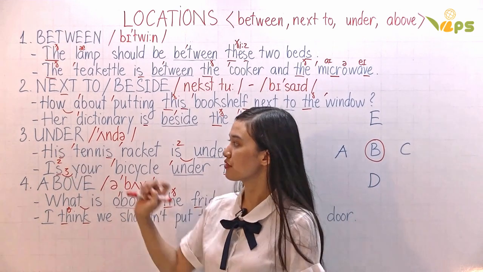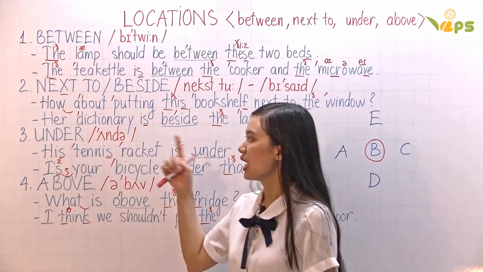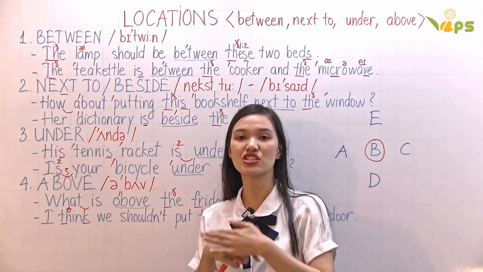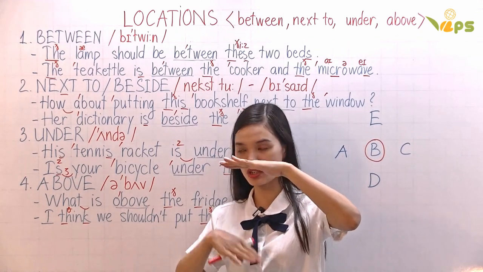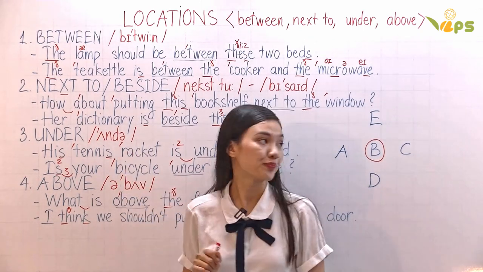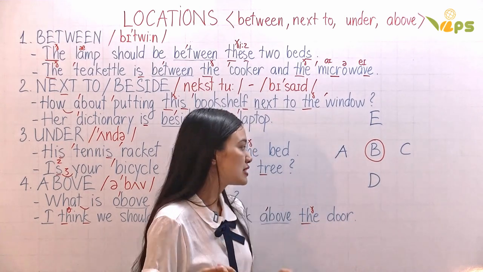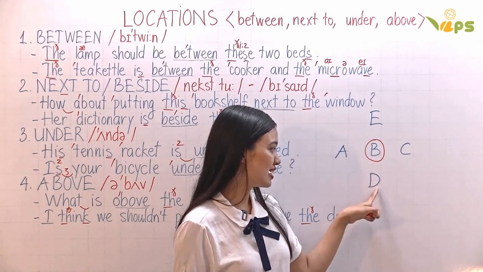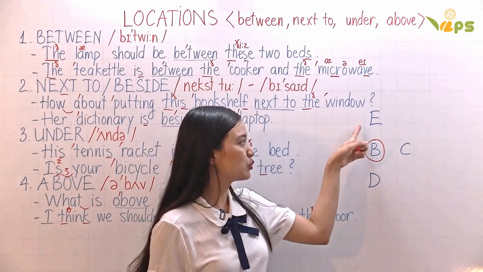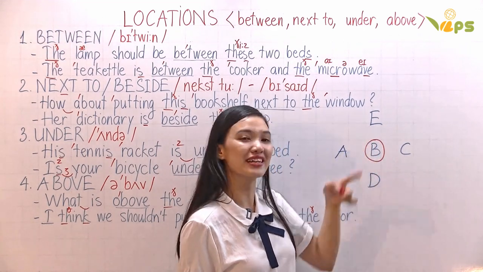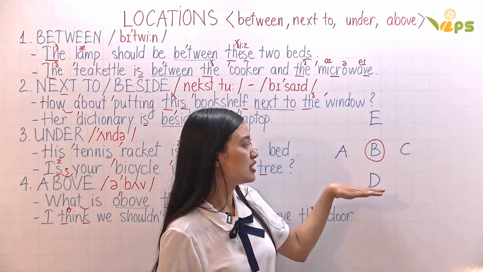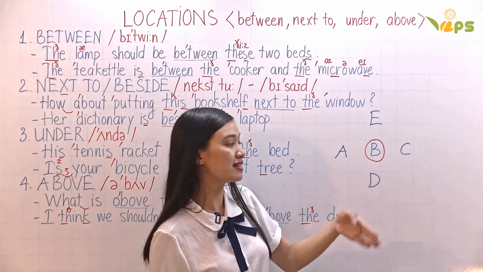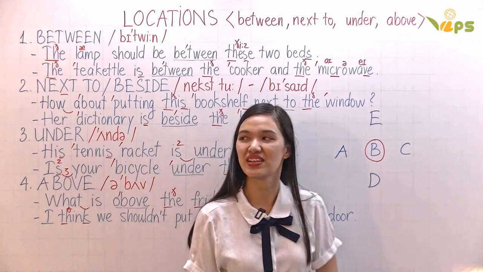Now, number three, under. Under means in the lower position of something, okay? Lower position of something. So, under. Now, B is here. So, I can say that D is under B, okay? D is under B. Or with E, B is under E, okay? Lower position. D is under B, and B is under E. Or I can say D is under E, okay?